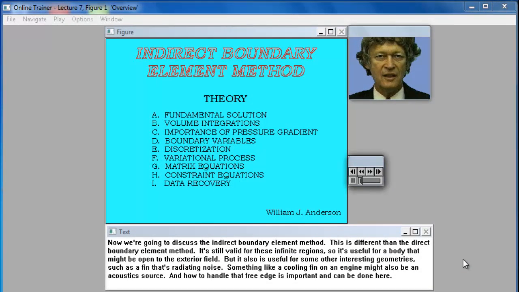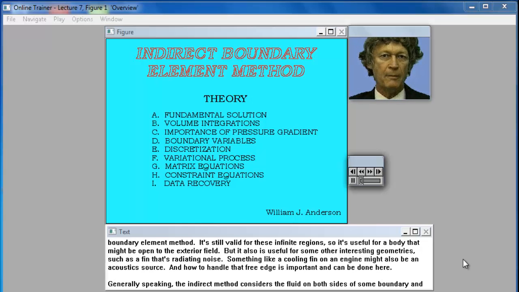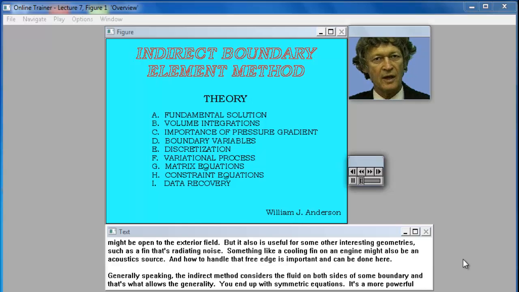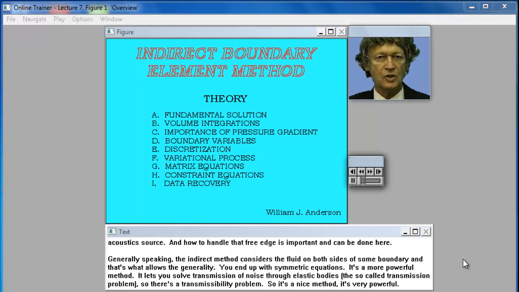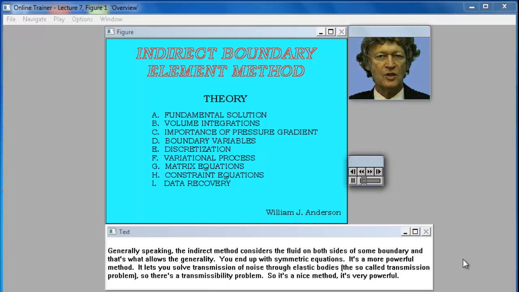Now we're going to discuss the indirect boundary element method. This is different than the direct boundary element method. It's still valid for these infinite regions, so it's useful for a body that might be open to the exterior field. But it also is useful for some other interesting geometries, such as a fin that's radiating noise. Something like a cooling fin on an engine might also be an acoustic source. And how to handle that free edge is important and can be done here.